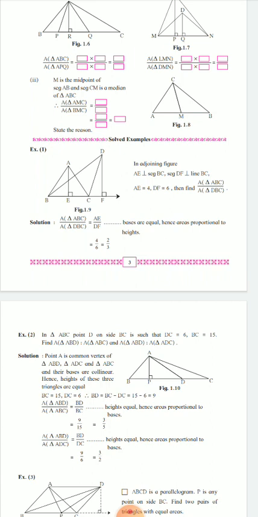Here mostly two triangles we have to consider, that is triangle ABC and triangle DBC. The value of AE is given as 4 units and DF is given as 6 units. Then we have to find the ratio of the area of triangle ABC to the area of triangle DBC. If we see carefully, you will come to know that the base is common in both triangles, that is BC, and the heights are different. In the first triangle the height is AE and in the second triangle the height is DF.